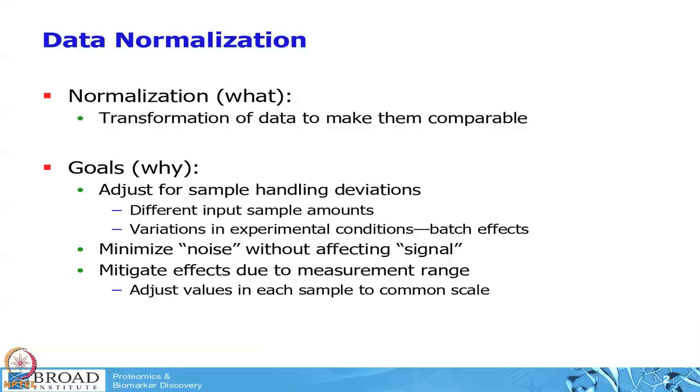So, what do you hope to accomplish by doing it? You can adjust for sample handling deviation. In one sample, when you pipetted, you got slightly more, and in the other one you got slightly less, or the temperature on one day was different from another, and so you got something slightly different. Those kinds of slight sample to sample differences can be taken care of.